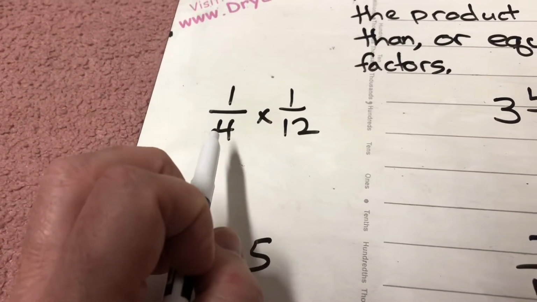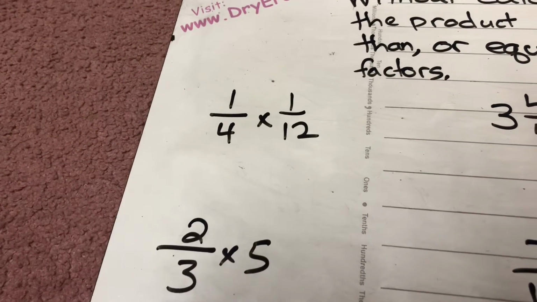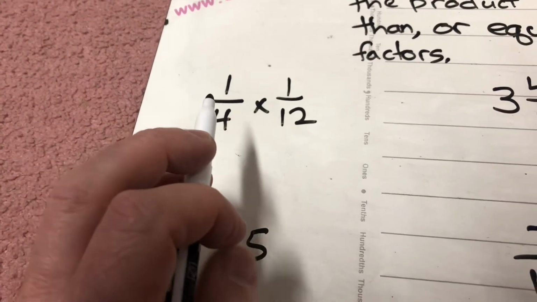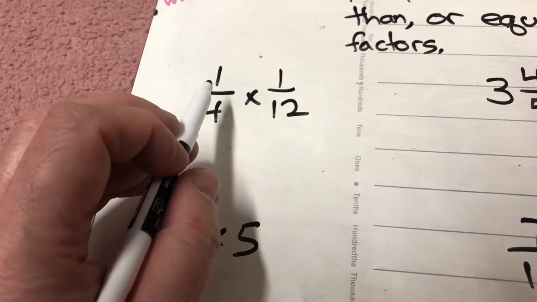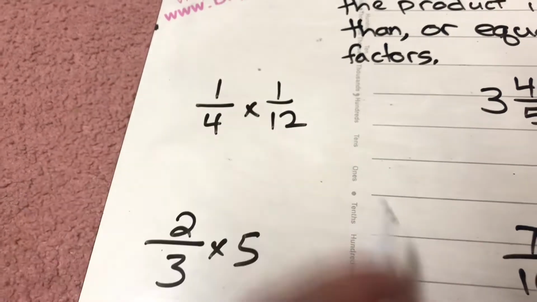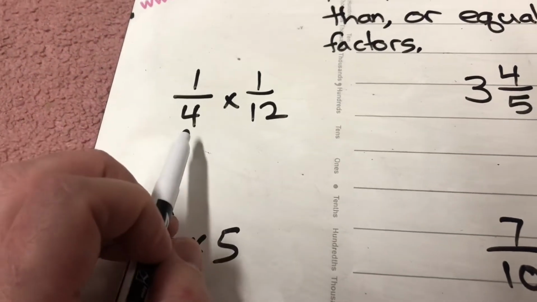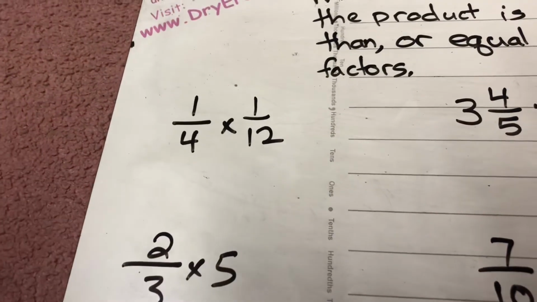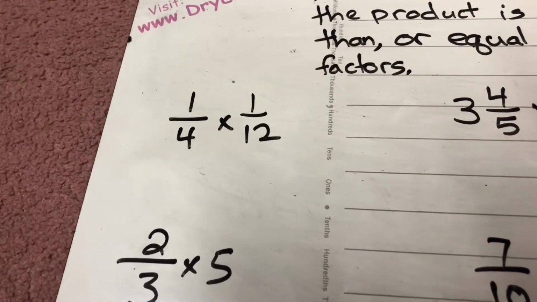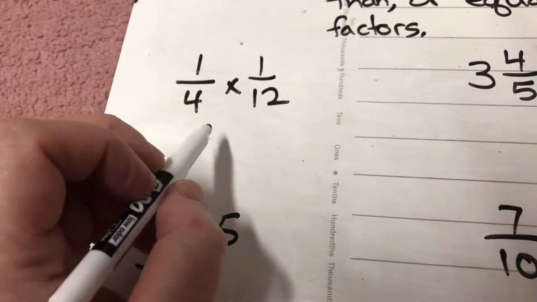So 1/4 and 1/12 are both fractions, which means they are both less than 1. Well, they're fractions that are not improper fractions. The numerators are smaller than the denominator. 1 is less than 4, 1 is less than 12. So both of these fractions are less than 1, which means that I'm multiplying each of them by a different number that is not even equal to 1.